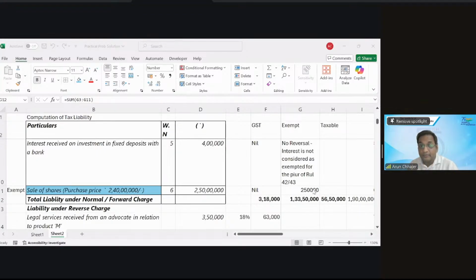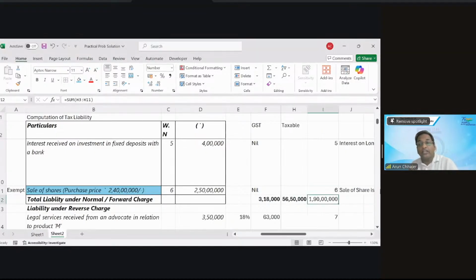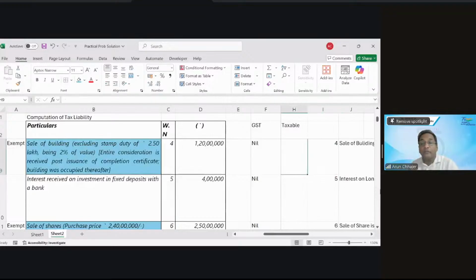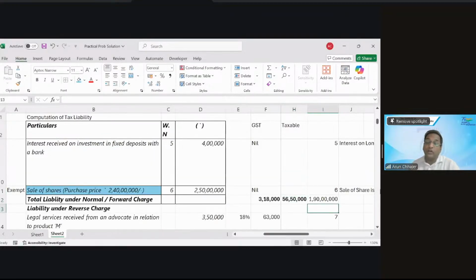Will the interest be added in the calculation of aggregate turnover or not? Yes, it is added. So in the calculation of total turnover, you will count it as plus 4 lakh.